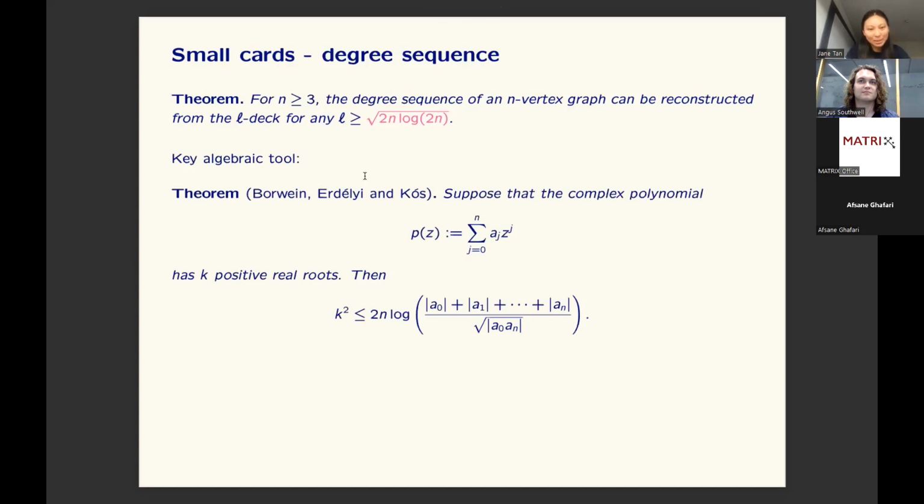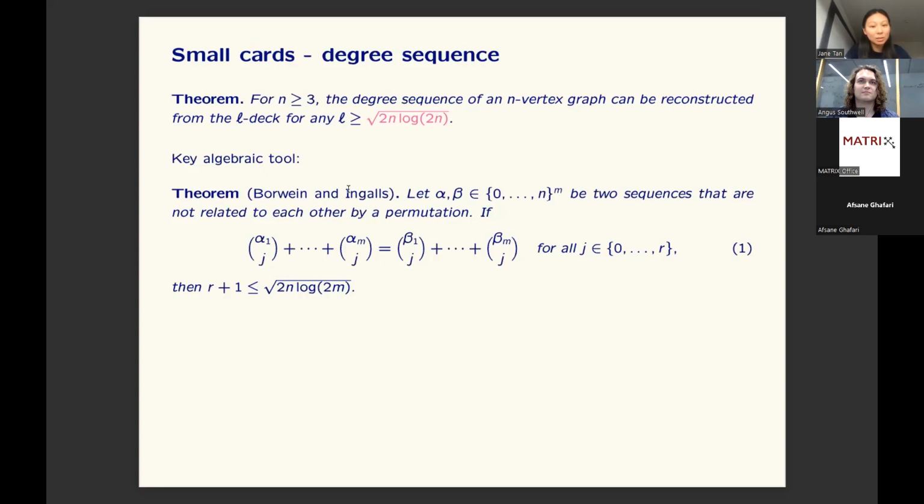The form that we actually end up using it in, the original is by Bowen, Erde, and Koch. The form that we use is a rephrasing by Bowen and Ingalls, which is to do with moments of sequences. So it's completely equivalent, and it says that 2 sequences, which are not just a permutation of each other, well, if they're moments, by which I mean this, so you take the sums of these binomial coefficients, and this gives you your jth moment. If all of their moments agree for at least r plus 2 of these, then actually those sequences have to be the same. So this is a result on how many of these moments can be shared between two distinct sequences.